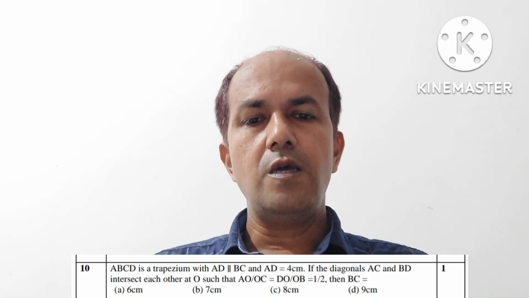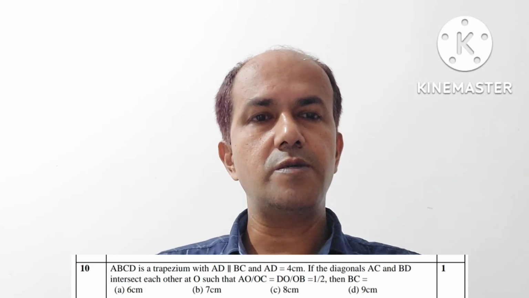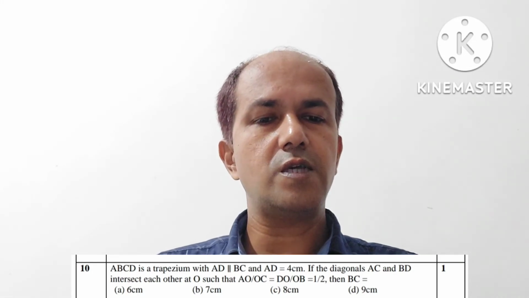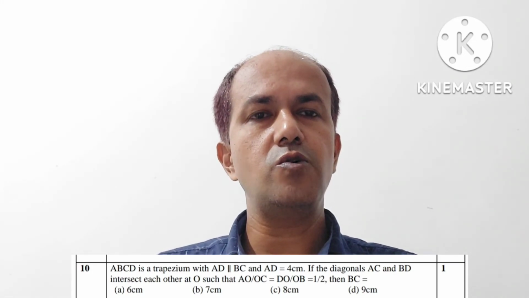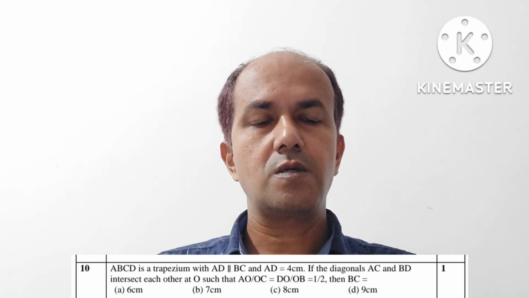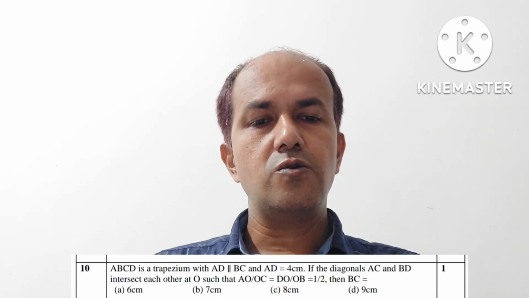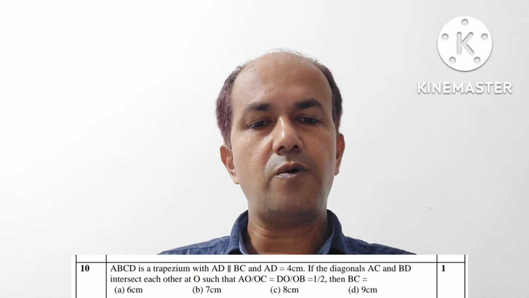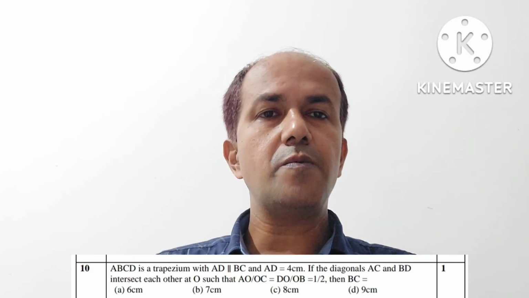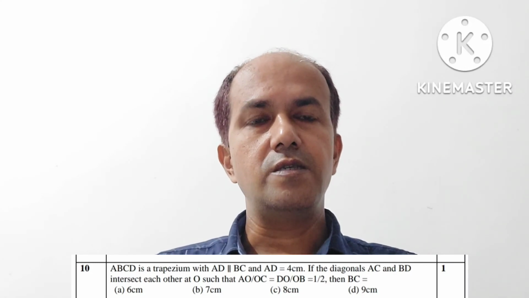Question number 10. ABCD is a trapezium, AD is parallel to BC and AD equals 4 cm. If the diagonals AC and BD intersect each other at O such that AO by OC equals DO by OB equals half, then find BC. Here, since two diagonals intersect each other, two triangles formed with the parallel sides are similar to each other. Using the property of similarity, you can find the length of BC. See.